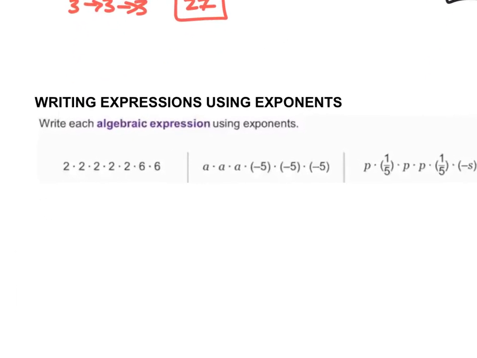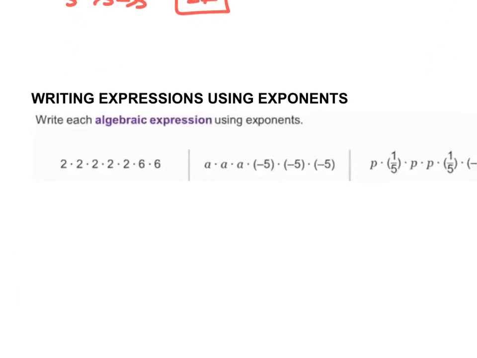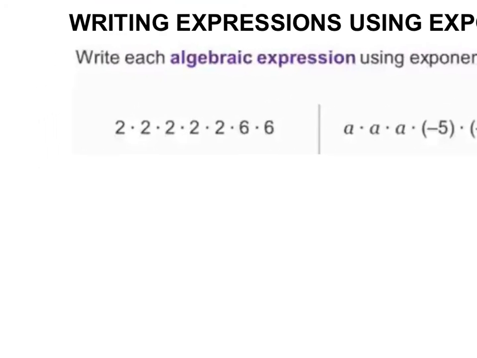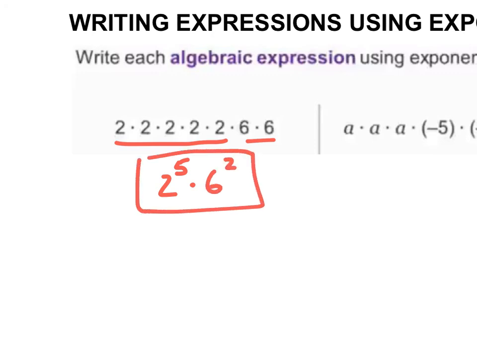Last part here, we want to write each algebraic expression using exponents. So these are expanded exponents here. Let's take a look at this first example and look at the fact that I have multiplying 2's and then 6's. So I'm multiplying 2 by itself 5 times. 1, 2, 3, 4, 5. I'm just counting them. So I'm going to write that as 2 to the 5th power, and then times 6 times 6, so times 6 squared. And I'm just going to leave it like that.